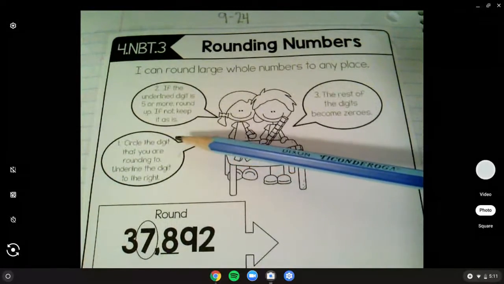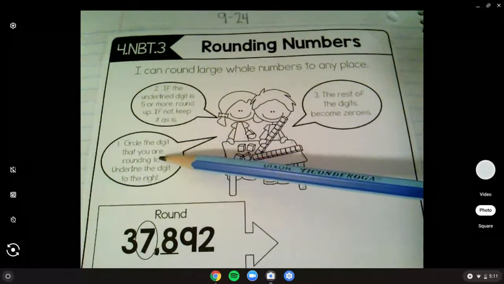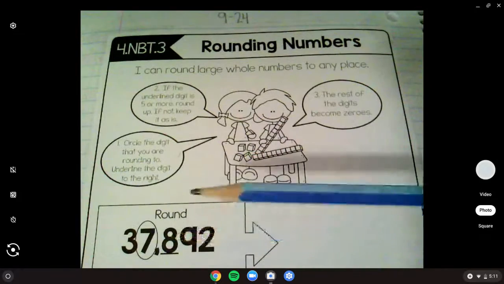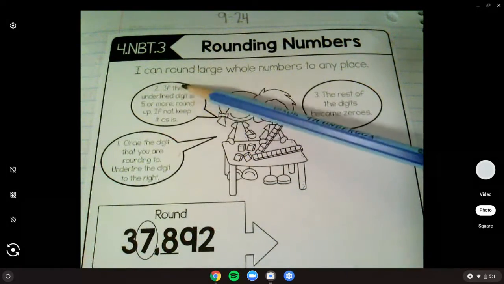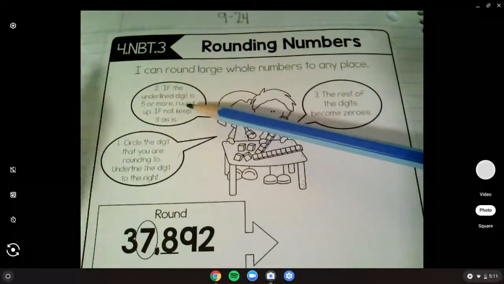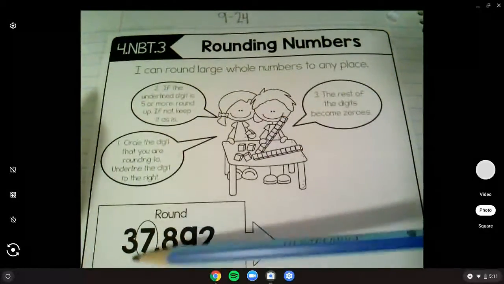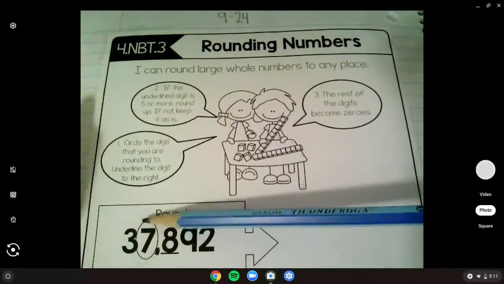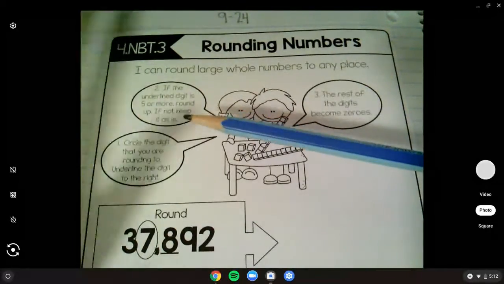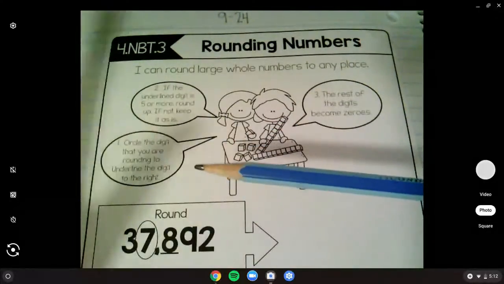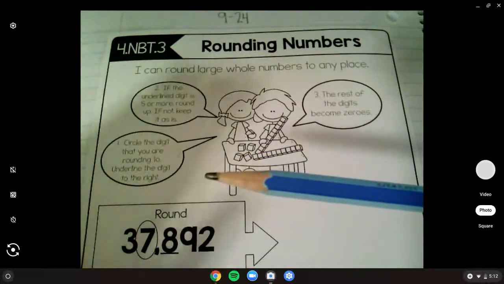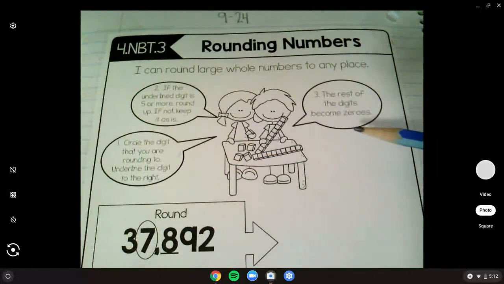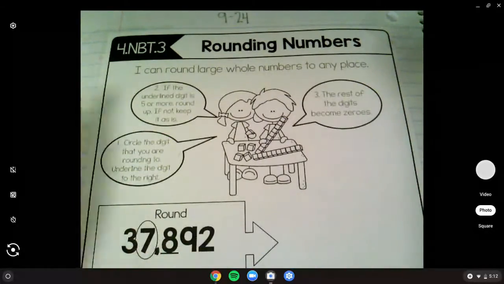First, we're going to circle the digit that you are rounding to. And then we're going to underline the digit to the right. Number 2, if the underlined digit is 5 or more, we round our circle number up. If it's not, as the video said, we lay it to rest and we let it stay. It stays how it is. That's what rest means. It stays where it is. Then the rest of the digits behind it become zeros. Anything in front of our number is going to stay.